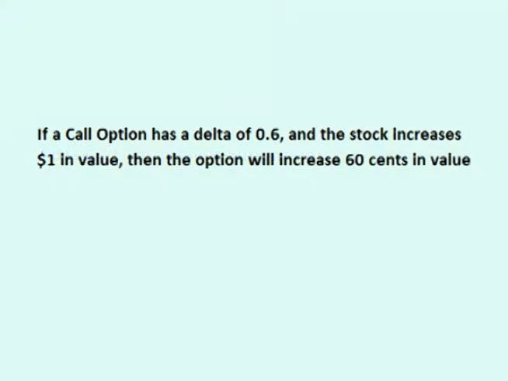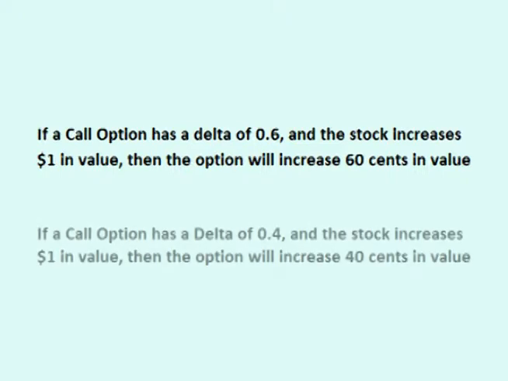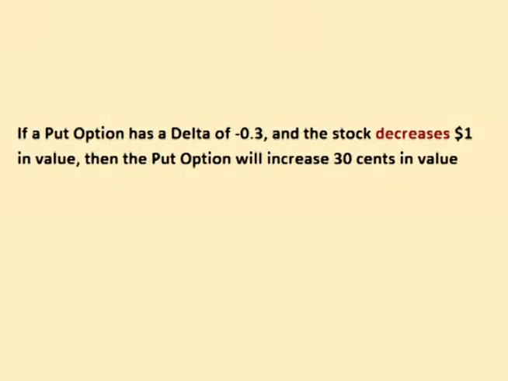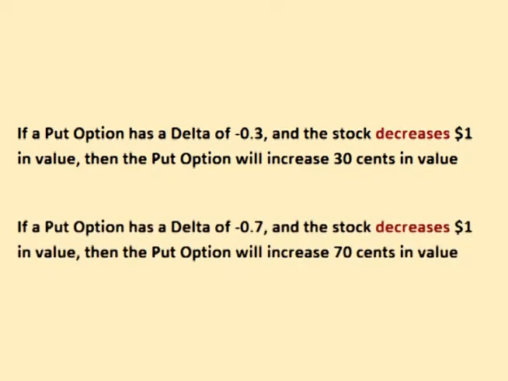For instance, if a call option has a delta of 0.6 and the stock increases $1 in value, then the option will increase 60 cents in value. If a call option has a delta of 0.4 and the stock increases $1 in value, then the option will increase 40 cents in value. If a put option has a delta of negative 0.3 and the stock decreases $1 in value, then the put option will increase 30 cents in value. If a put option has a delta of negative 0.7 and the stock decreases $1 in value, then a put option will increase 70 cents in value.